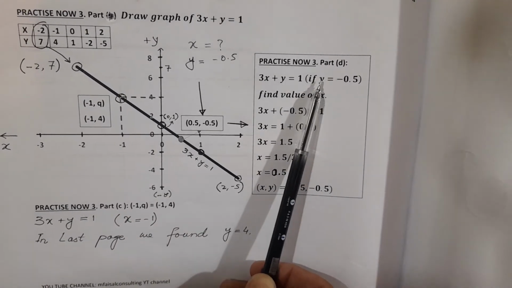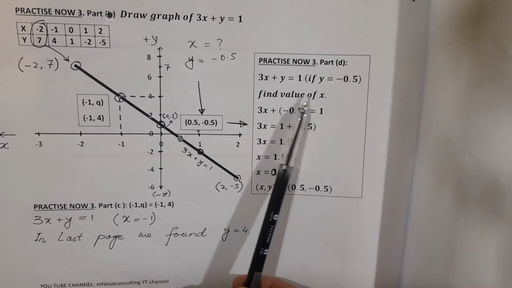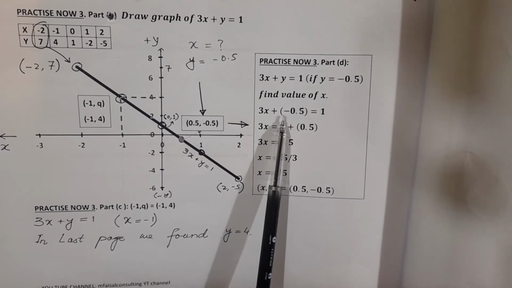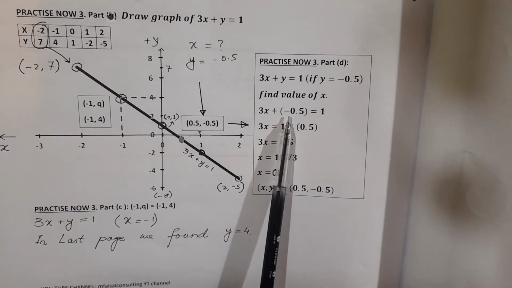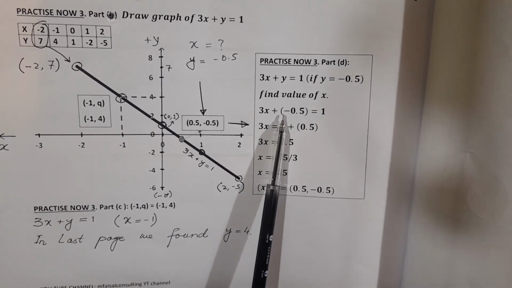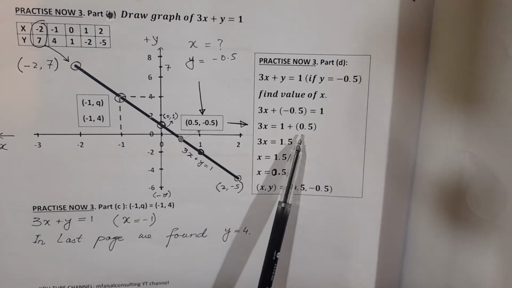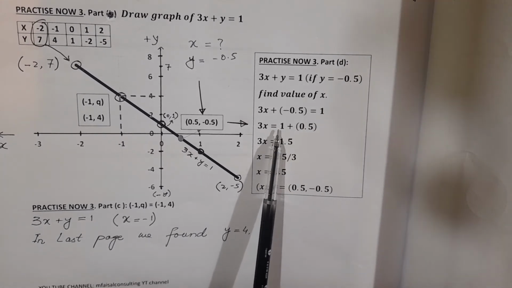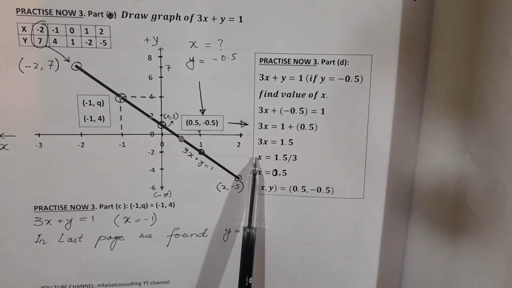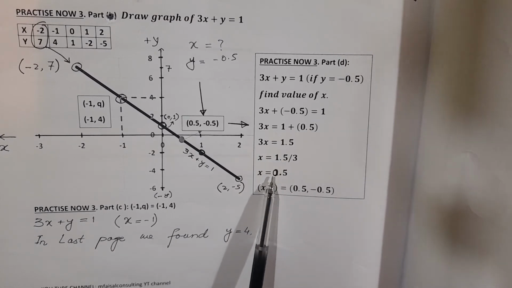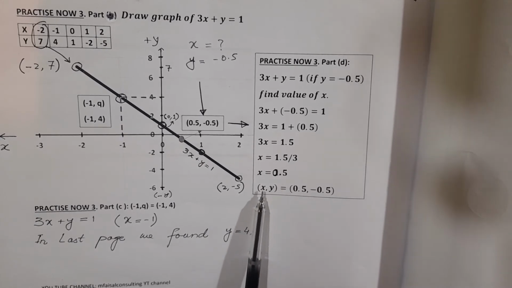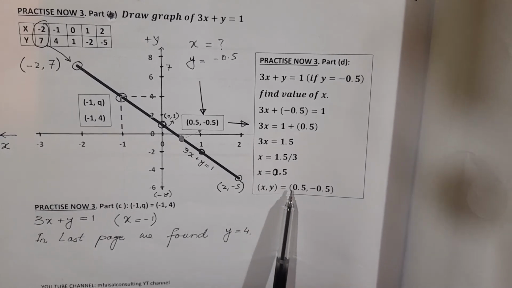part D says that if the value of y is minus 0.5, find the value of x. We know the equation, that is 3x plus y is equal to 1. So instead of writing y, we have written minus 0.5. We will be taking it on the right hand side of the equalizer, it becomes plus 0.5. So adding 1, it becomes 3x is equal to 1.5. Now divide 1.5 by 3, answer is 0.5. So x is 0.5.